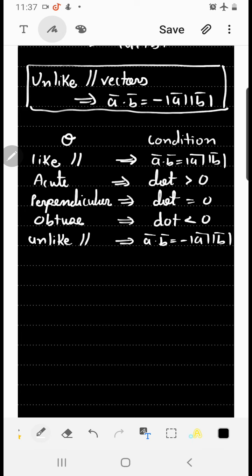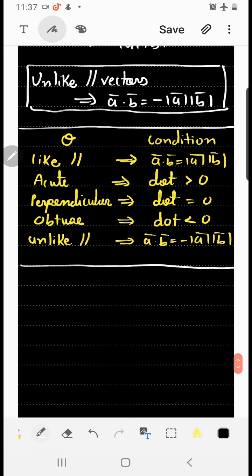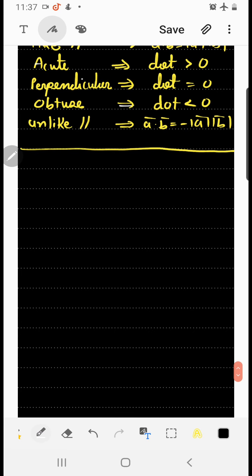So just do one thing at the end, please write down all these conditions in a table again, and put that in a box. Fine. So we are done with the fourth note point of the concept. Let's move on to the next note point, that is note point number 5.